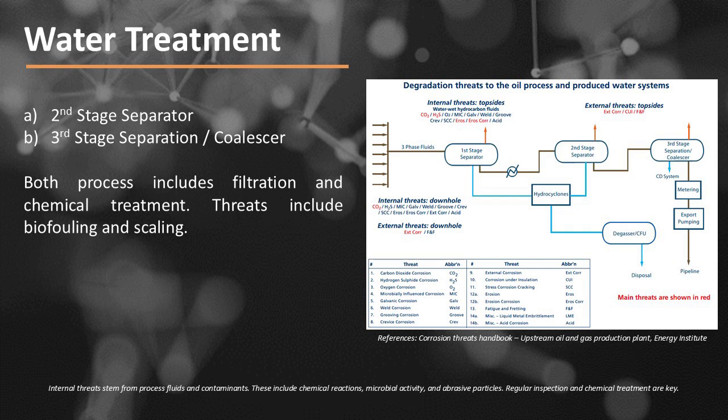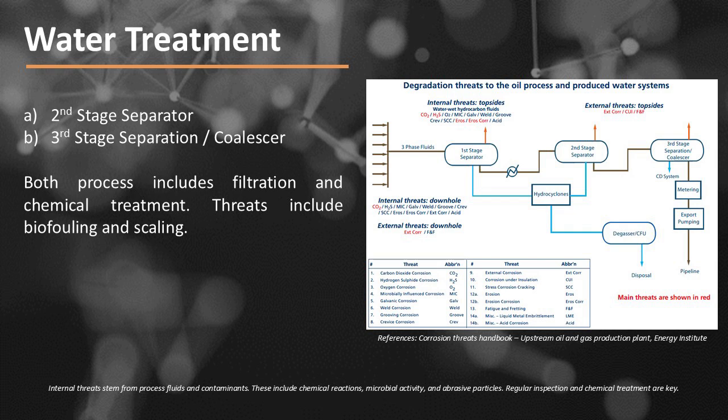Number 2 is filtration and chemical treatment. Both the second and third stages typically include filtration units to remove solids and chemical dosing systems to aid in separation, prevent scaling, and control microbial growth. Common chemicals include demulsifiers, scale inhibitors, and biocides. Number 3 is threats, biofouling and scaling.